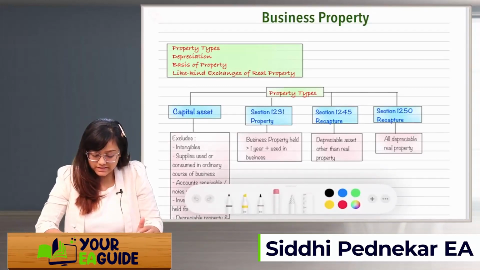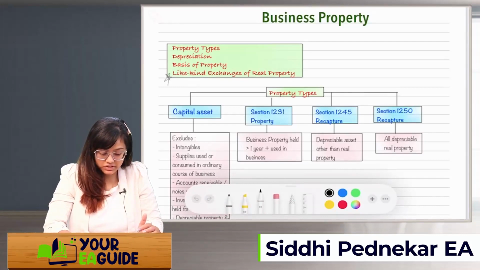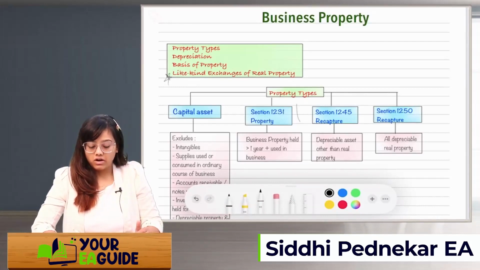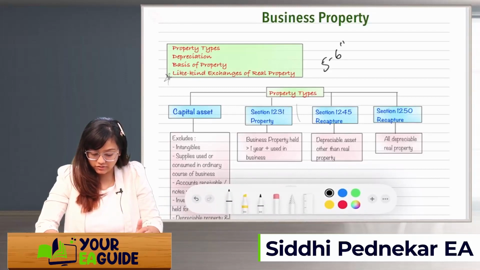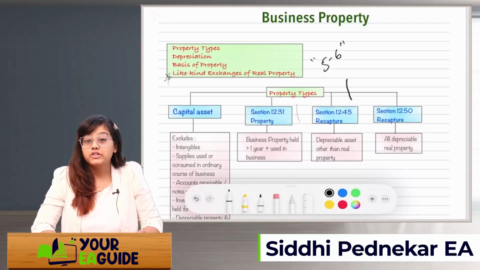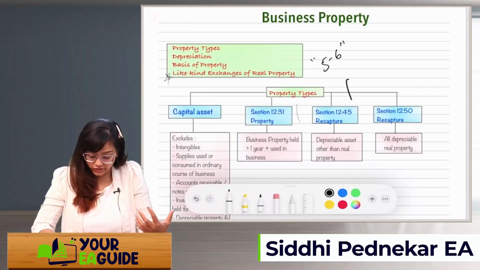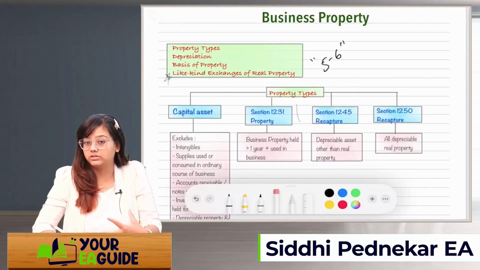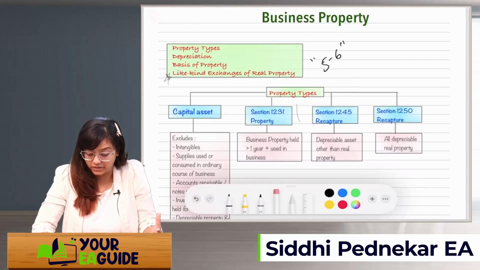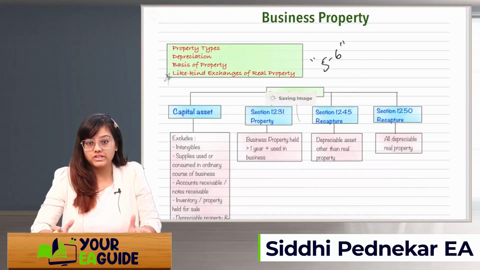This last topic is the most important because I can say almost 5 to 6 questions will be asked from this chapter. So make sure that you go through this chapter in a very conceptual manner and not just read the theory and complete the chapter. And don't forget to solve each and every MCQ from this chapter.